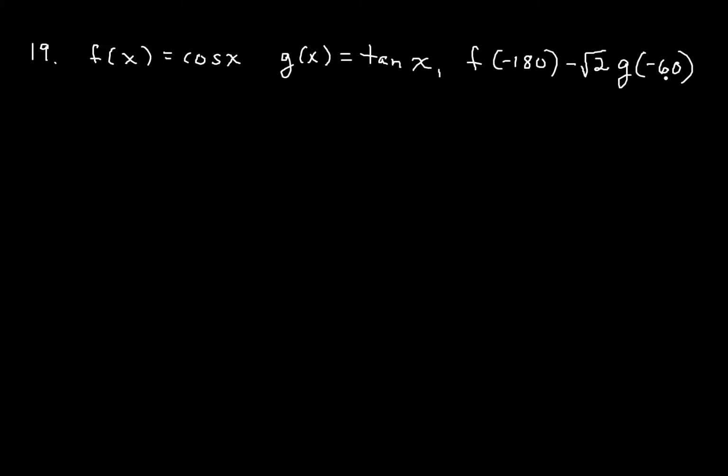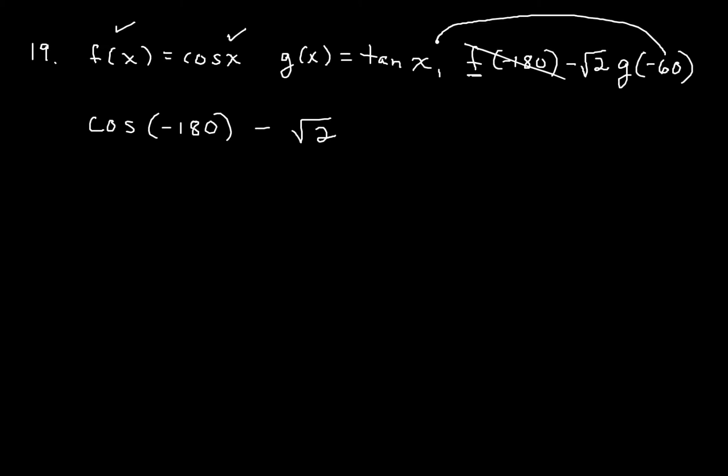Now just think of functions as substitution problems. So this one says go to the f function. Here's the f function. Replace the x with negative 180. So you're going to get cosine of negative 180. That took care of that one. Now we're going to subtract from it root 2, and we're going to replace the x in the g function with negative 60. So we're going to get tangent of negative 60.